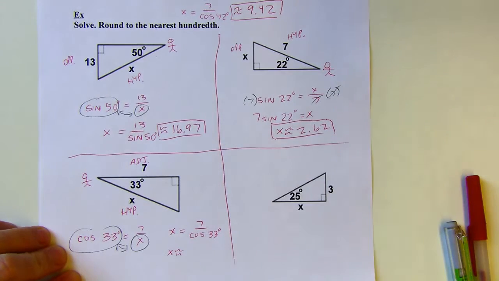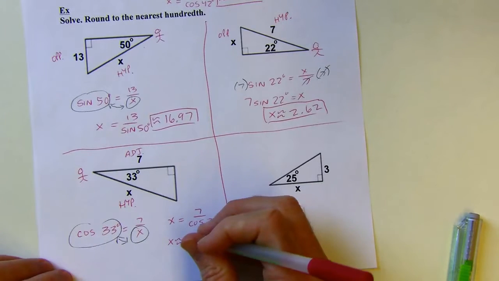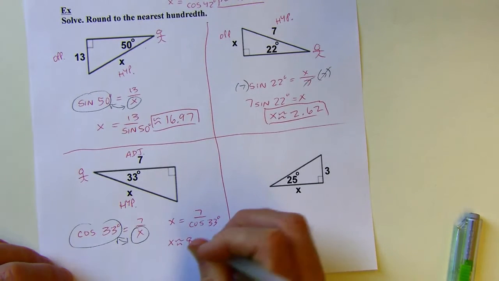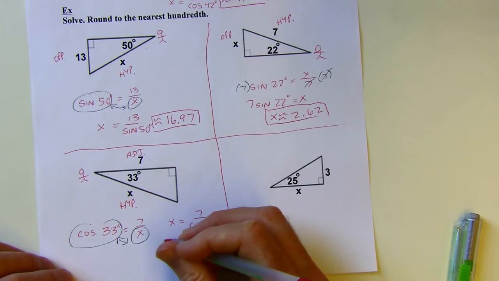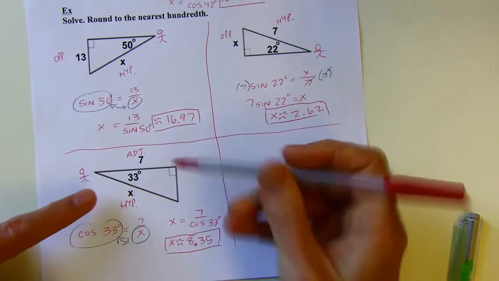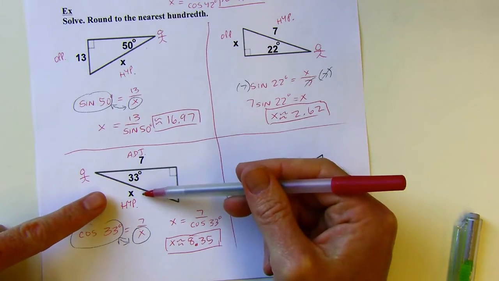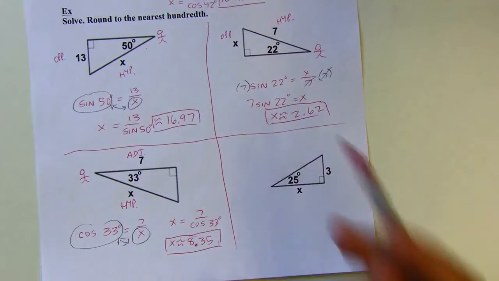8.35. I'm not checking my mode every time because I know my calculator is going to stay in degree mode until I change it. So you really only need to check that on the first problem you do if you're not going back and forth between different modes. Okay, and that seems reasonable. It's more than 7, right? And 7, x is the hypotenuse, so it should have come out more than 7. All right.